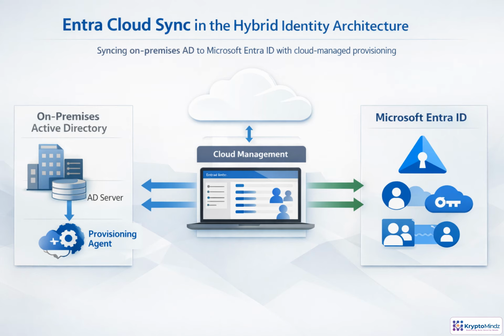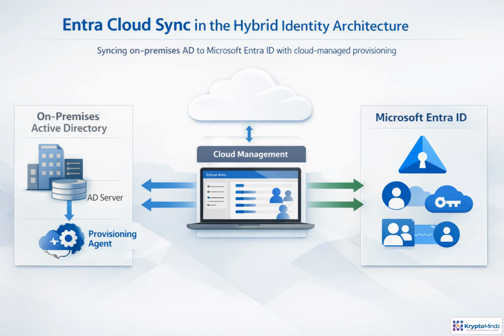Entra Cloud Sync provides a lighter weight path for hybrid identity. Instead of maintaining a full local sync engine, you install the Microsoft Entra provisioning agent on a domain joined server. The agent reads selected objects from on-premises Active Directory, such as users, groups, and contacts, and provisions them into Microsoft Entra ID. Configuration and monitoring happen primarily in the Entra Admin Center, so administration shifts toward the cloud.